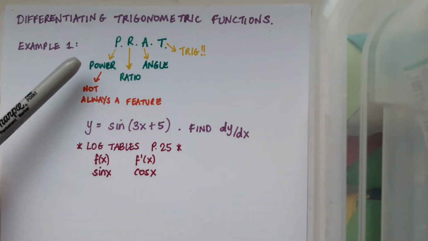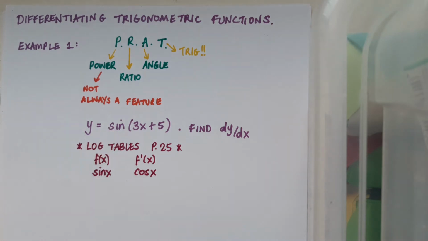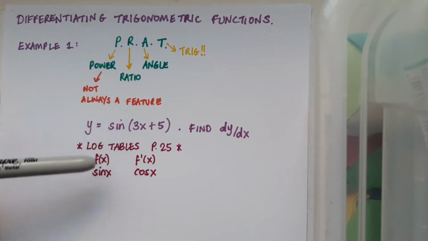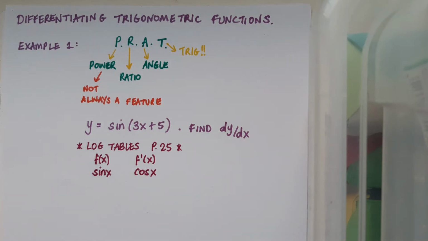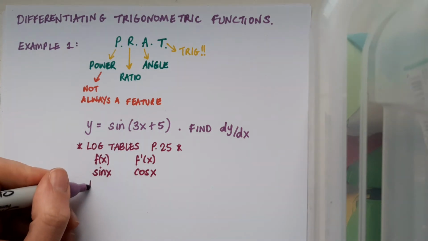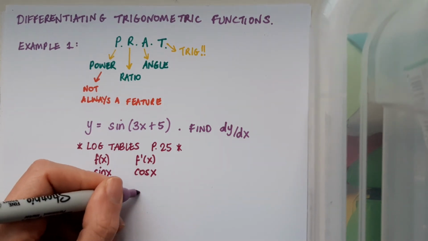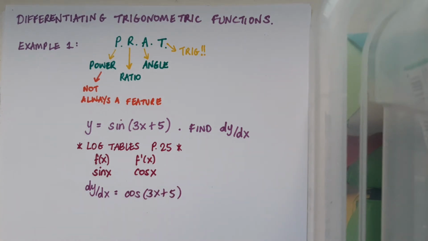So looking through our steps, P for power, there isn't a power on my ratio here. I don't have a sine squared or sine cubed, so I don't need to worry about that step. So I'll just skip it and I'll go straight onto ratio. So ratio just means sine, cos or tan. And so here it's sine, and as I've just discussed, sine x differentiates to give you cos x. Now just watch out, because I don't just have straight up sine x here, I've got sine 3x plus 5. So I'm going to differentiate that, and I'm going to write down that dy dx equals, sine differentiates to give cos 3x plus 5. So that's the first part of my differentiation done.